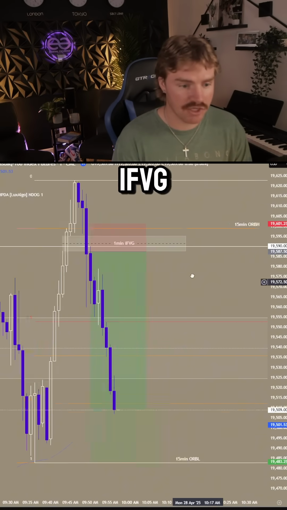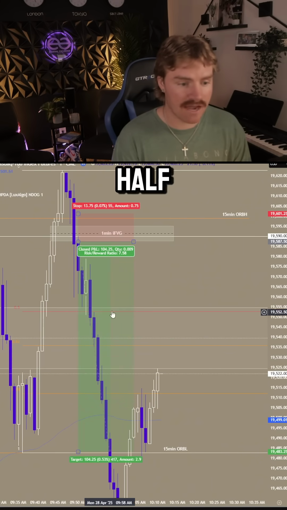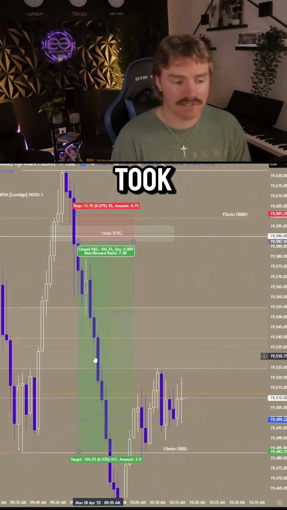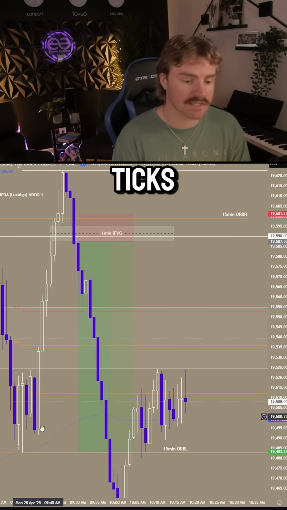We hit the IFVG and boom, we hit full TP so quick. So what I did was scaled out of half my position at the 50%, and then I took a second TP in the OTE of the range, and then I took a full TP for 400 ticks at the ORB low.